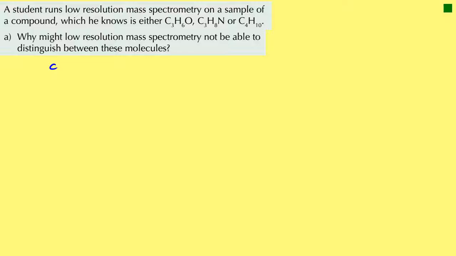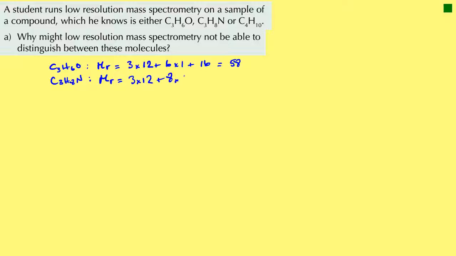Well, let's work the MRs out for each one. So C3H6O, the MR is going to be 3 times 12 plus 6 times 1 plus 16, and that's going to equal 58. Our C3H8N, our MR there is going to be 3 12s again, 8 1s, and a nitrogen, and that comes out at 58 as well.